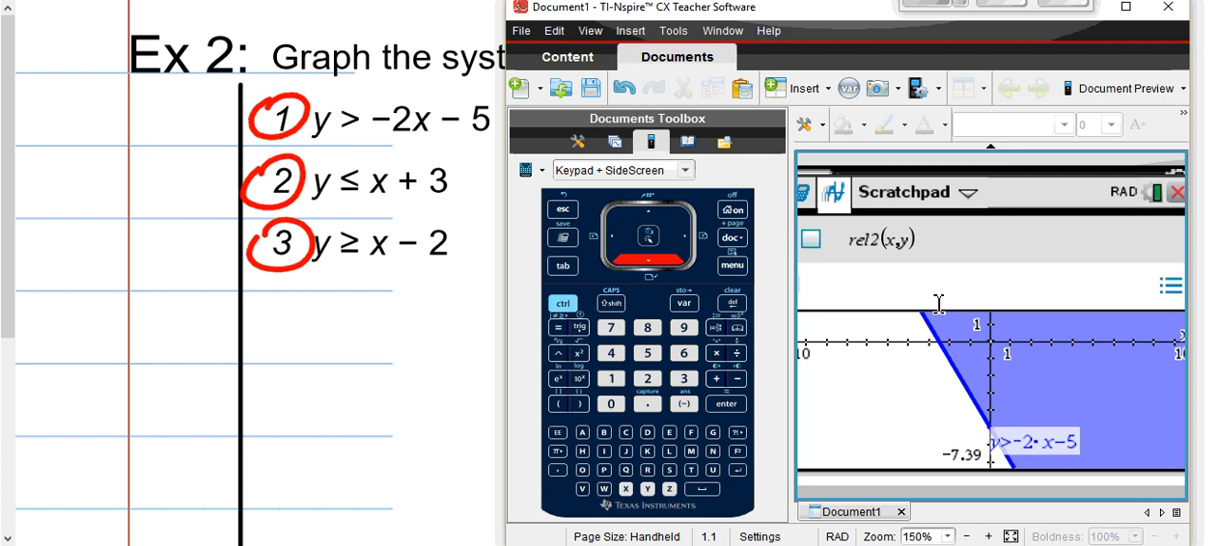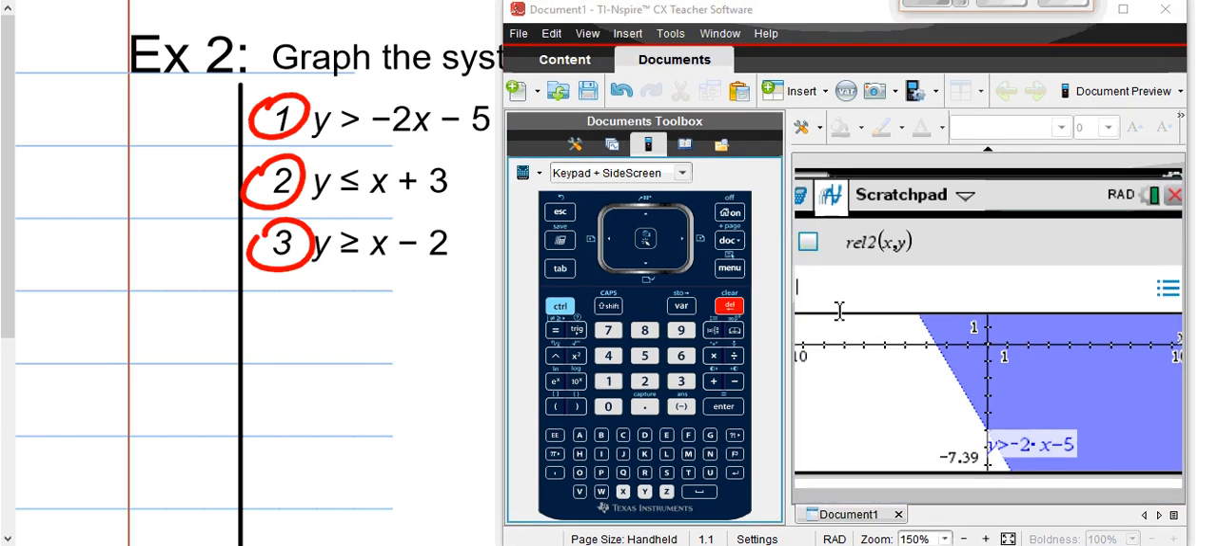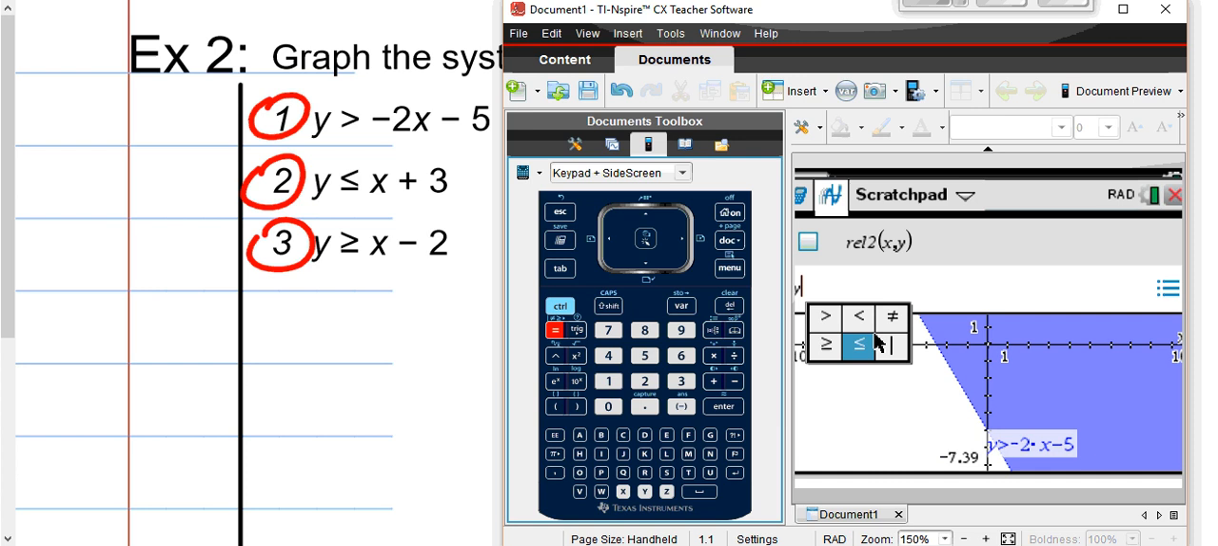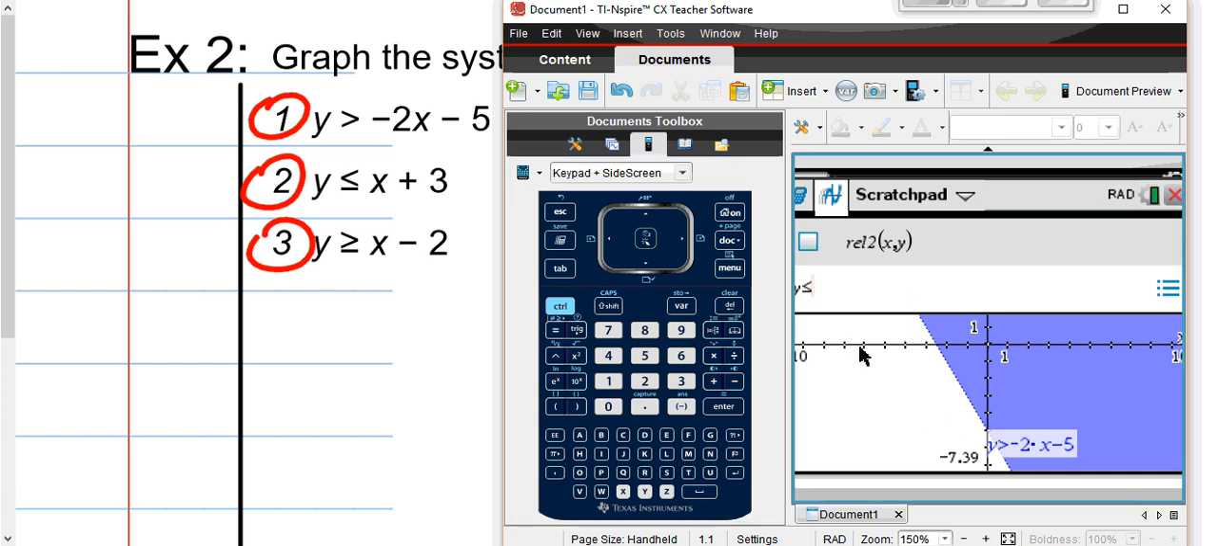All right. If you arrow down, it'll give you a new one where you can type in again. So for the second one, we have y is, now if we go to control equal, it's going to bring up our options here. The second one there is less than or equal to, so let's choose that. And x plus 3.